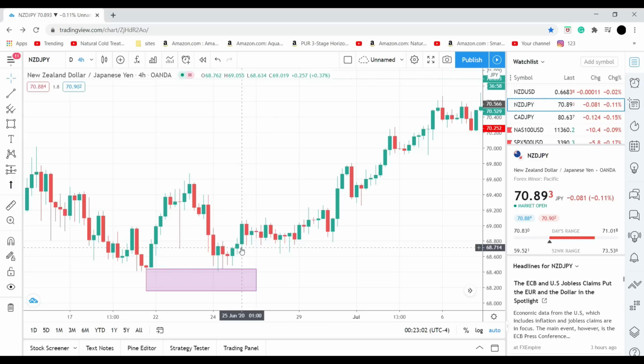Now, I don't really recommend this type of zone for beginners, because you're going to have a lot of supply and demand areas where price never comes back to the wick, and it shoots up.